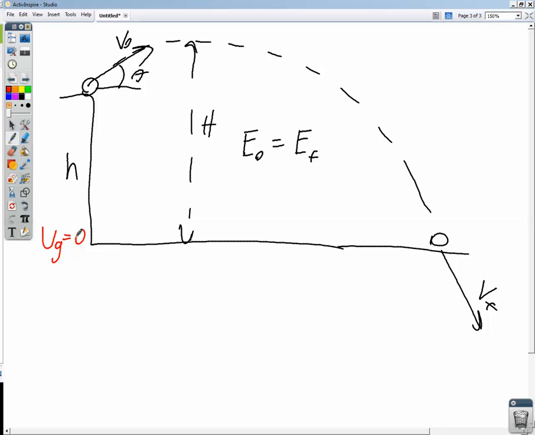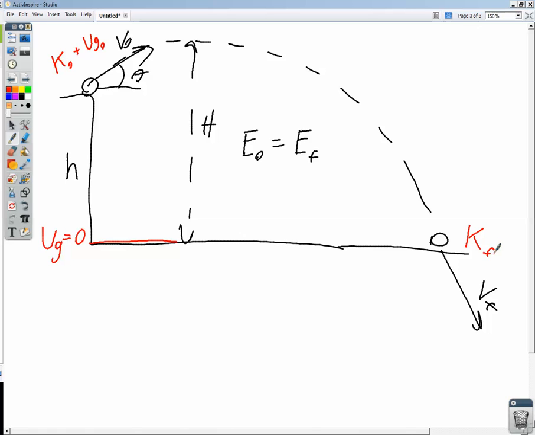And we can do that anywhere we'd like. I'm going to make that level the ground right here. So that's 0 gravitational potential. With that in mind, then, we look at the energy at the start. We've got kinetic energy because the ball has a velocity, and we've got gravitational potential energy. Down here where the ball lands, we just have kinetic energy. All right, gravitational potential energy is 0 there.